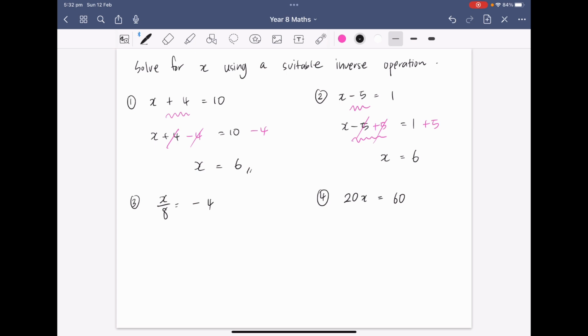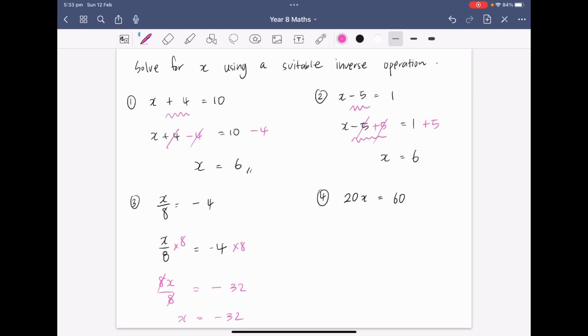Number 3, x over 8 equals negative 4. The inverse of divide by 8 is times 8, so we will have to times 8 on both sides. So you'd go x over 8 equals negative 4 and times 8 on both sides. 8x over 8 equals negative 32. 8 divided by 8 gives us 1, so you can cancel it out. And that leaves us with x equaling negative 32.